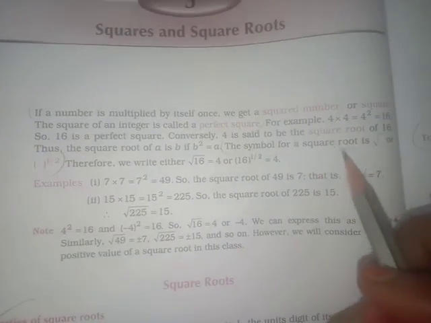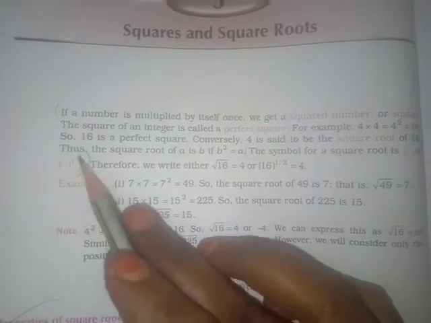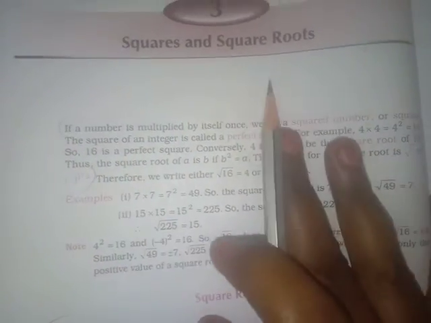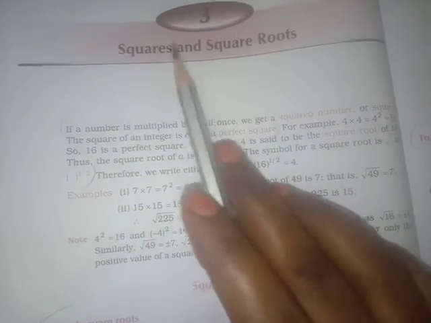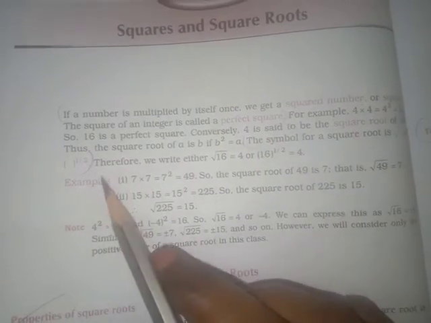The symbol for a square root is this one, or the number to the power 1 by 2. The square root is nothing but the 1 by 2 power. So these three lines will be written in the classwork. You write the topic, squares and square roots, the first two lines, and the symbol of a square root. So this is written in the classwork.